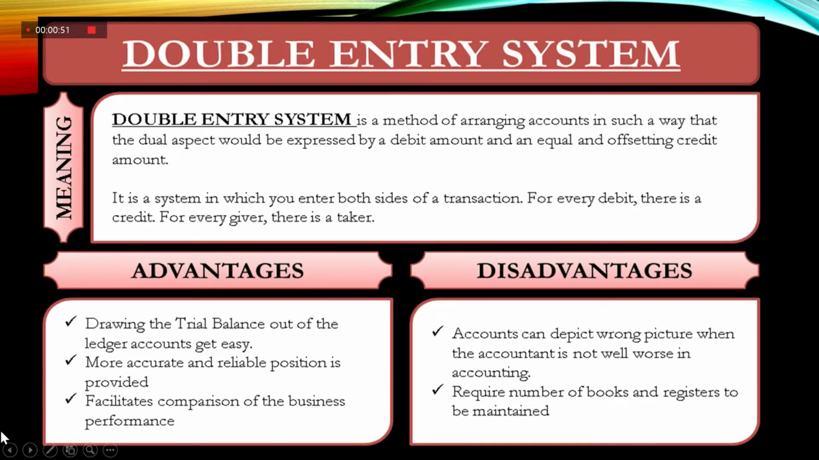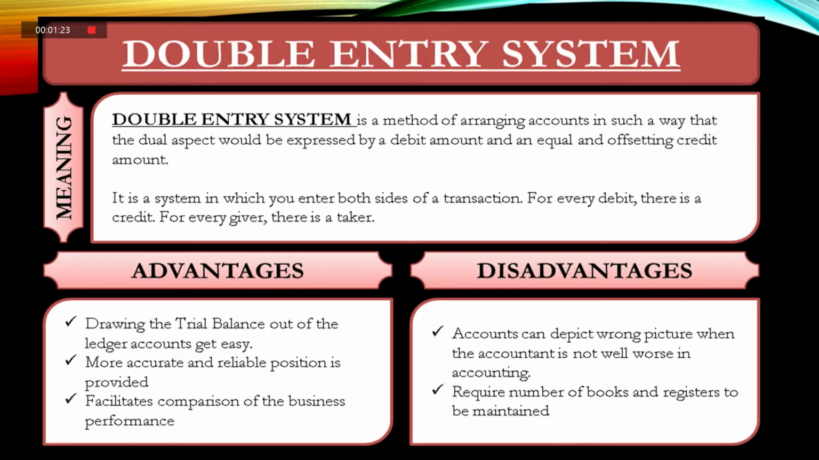In a double entry system, it is a method of arranging accounts in such a way that the dual aspect would be expressed by a debit amount and an equal and offsetting credit amount. It is a system in which you enter both sides of a transaction. That is, for every debit, there is a credit. For every giver, there is a taker. It's just a give and take relationship.